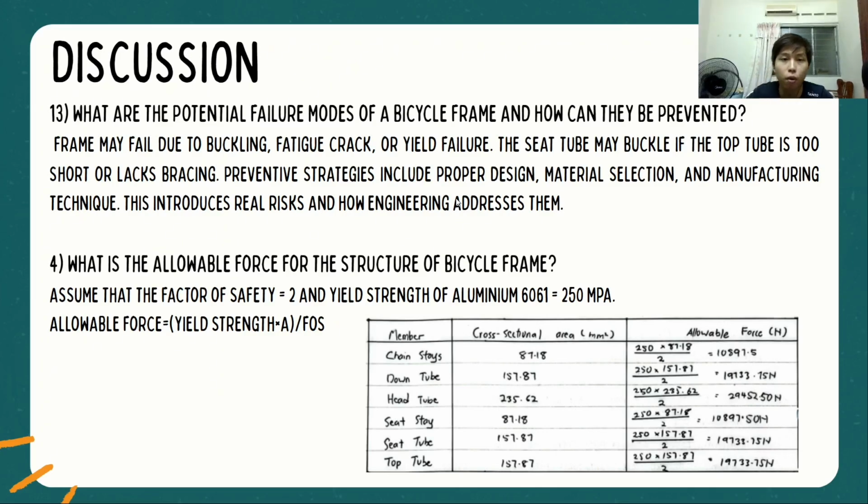After that, question 4. What is the allowable force for the structure of the bicycle frame? We assume that the factor of safety is equal to 2 and the yield strength of aluminum 6061 is equal to 250 megapascal. So we need to state our equation for allowable force, which is equal to yield strength multiplied by the area and divided by the factor of safety. So this is our calculation.